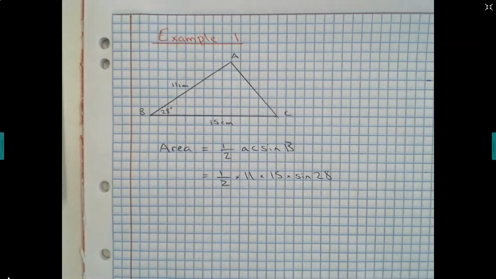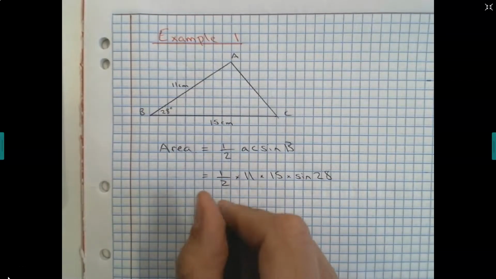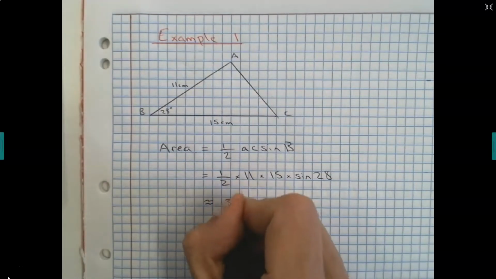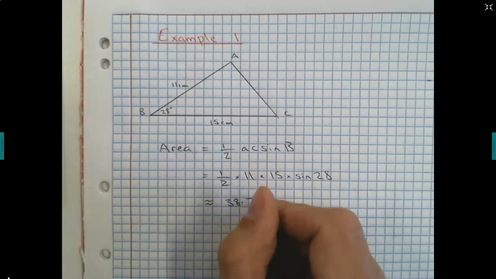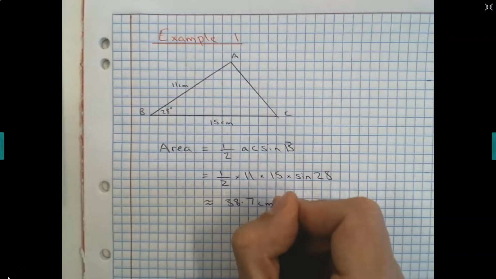and substituting that into our calculator. Again, make sure that your calculator is set in degrees. We find that this is equal to approximately 38.7 centimeters squared.